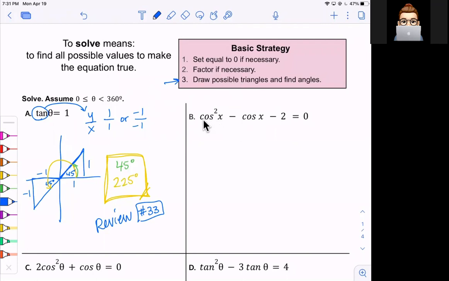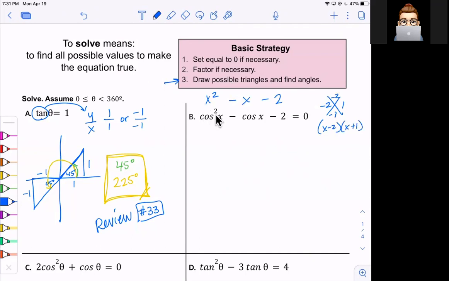So in this case, I have cosine squared, cosine, and 2. I want you to think of this problem as x squared minus x minus 2. If you think about it in this way, you can say, okay, I need 2 numbers that multiply to get -2 and add to get -1. It'd be like 2 and 1 with the -2 in front. So this would translate to x minus 2, x plus 1, like that.